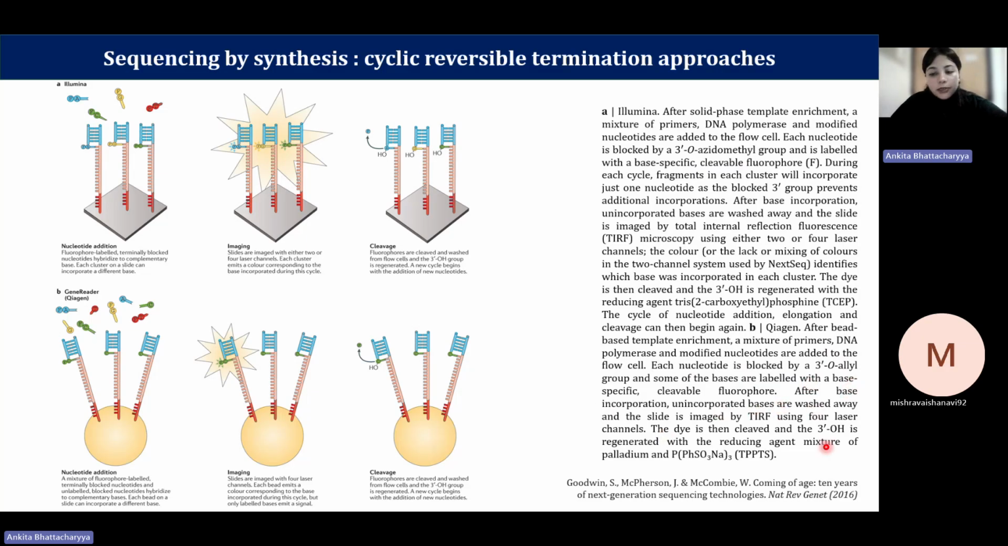After incorporation, imaging is carried out. The dye is cleaved. 3' OH can be regenerated using a reducing agent mixture of palladium and TPPTS. So similar strategies are used, just instead of a flow cell substratum, here a bead is used. And the blocking agent is different, but the idea is quite similar. So each bead in this case will emit a color corresponding to the base which gets incorporated, following which the fluorophore will be cleaved, the cycle will be repeated, and this will proceed until complete sequencing can be performed.